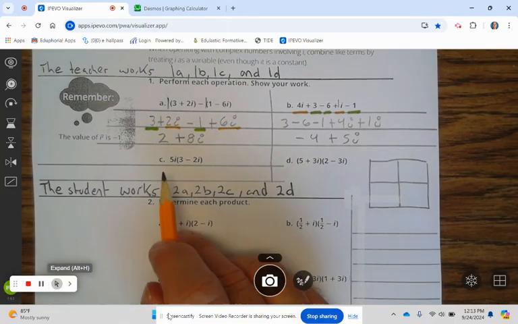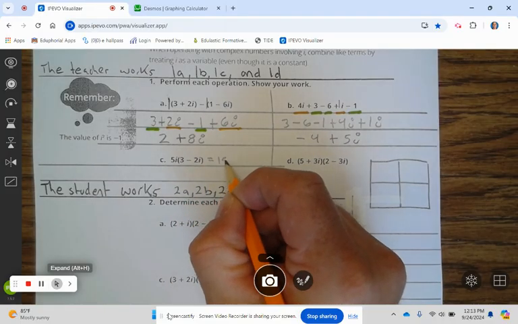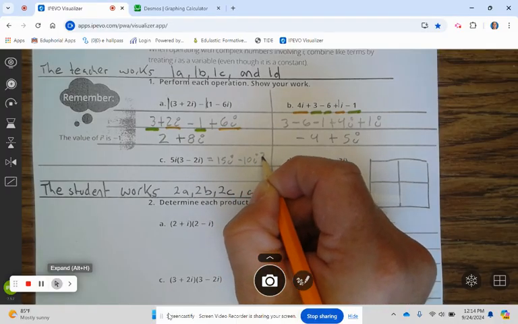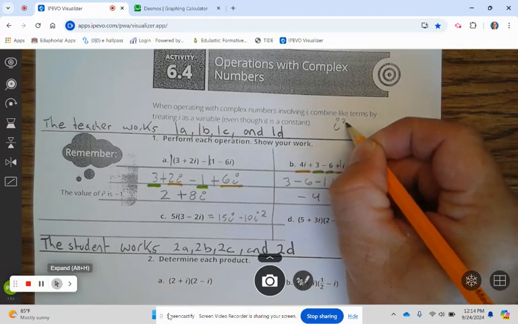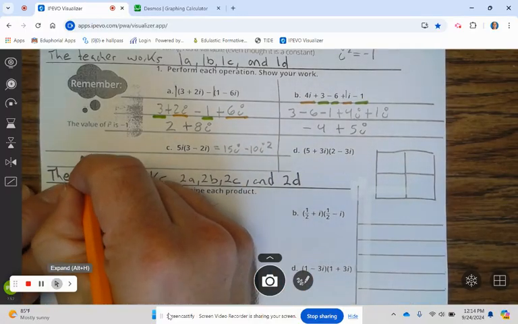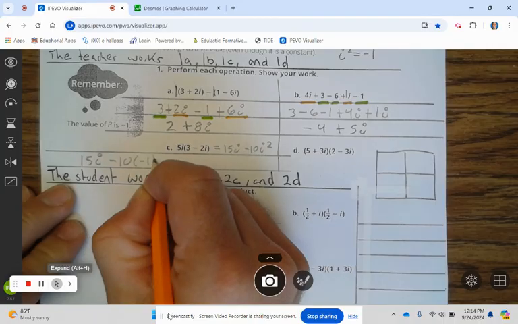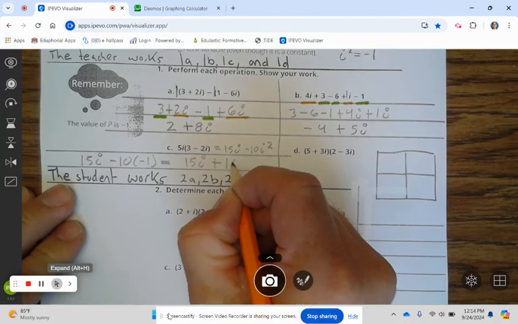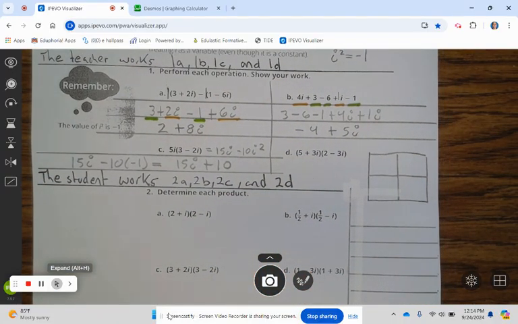So here we multiply 5i times 3 minus 2i, which is 5i times 3 is 15i. And then 5i times negative 2 is negative 10i squared. Okay, quick note. i squared is equal to negative 1. So we're going to substitute negative 1 in for i squared. So that's 15i minus 10 times negative 1, which equals 15i plus 10. Alright, go and finish up 1c, and let's take a look at 1d.